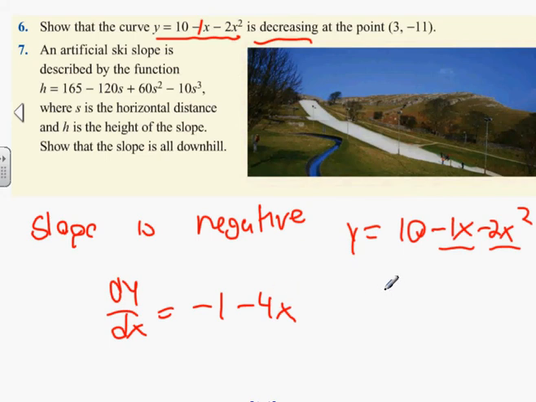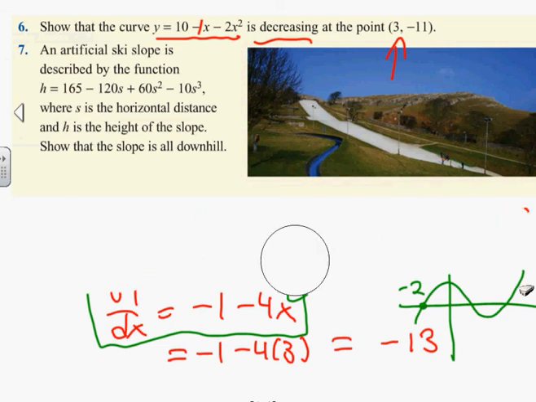Sam, what would you do now? You have to figure out if it's positive or negative. But what value does it give you to put in? It says x equals 3, lads. So when you test x equals 3, it will tell you if it's positive or negative. So we replace x with 3, and what happens? And you get minus 13. Hence it's negative. Is that alright? Okay.